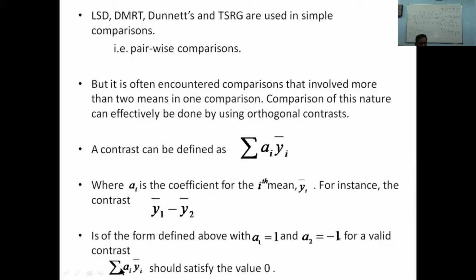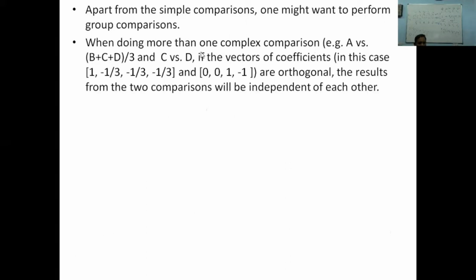So this is called the summation of ai into yi bar. Right. Apart from the simple comparison, one might want to perform a group comparison. Now I am taking an example, A, B, C, D. I have 4 treatments. Just a second, I will make a copy of this and then explain it.